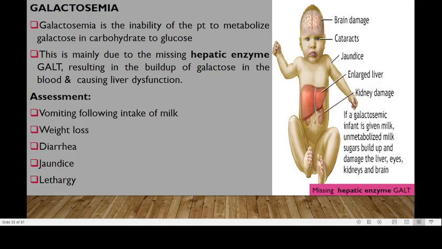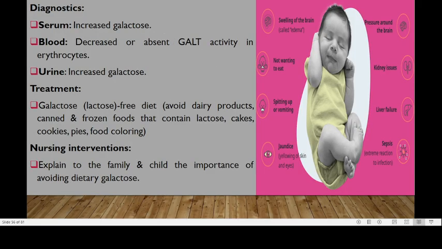So if a galactosemic infant is given milk and metabolizes milk, sugars build up and damage the liver, the eyes, the skin, and the brain. In diagnostics, you could do serum where you're going to have increased galactose. Could look at the blood where they are going to have decreased or absent GALT activity in the erythrocytes. If you look at the urine, you're going to have increased galactose.